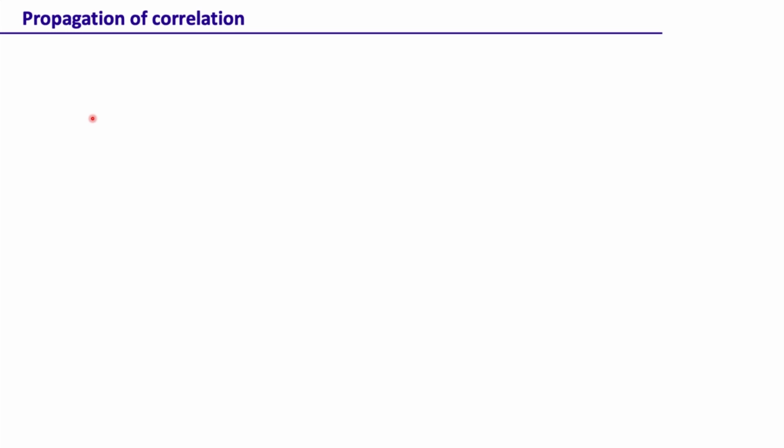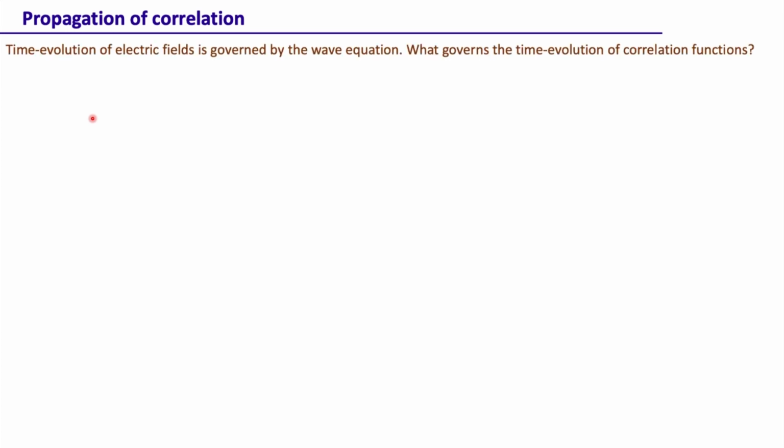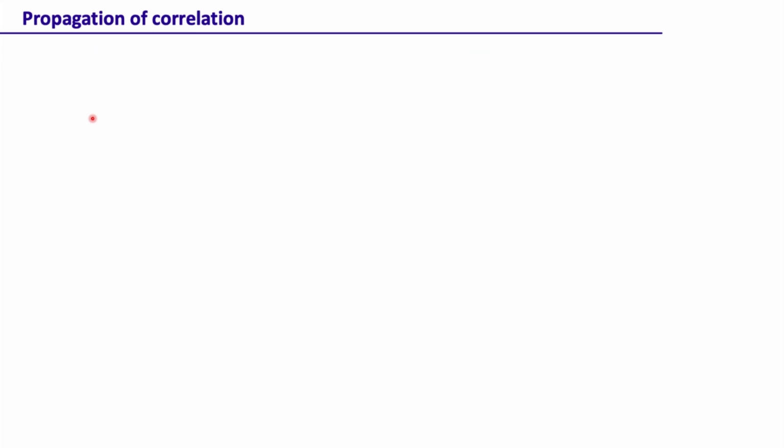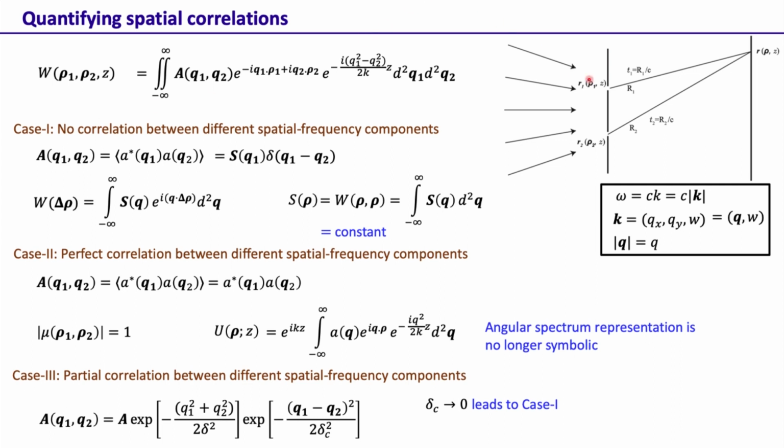Okay, so far we are quantifying correlation in time and space. Now we want to look at how these correlations actually propagate. So far we were just looking at the correlation at this point, and to find the correlation at this point we look at the intensity at this point, and through the intensity measurement we were trying to find out the correlation at this point. But now the question is, if we know the correlation at some z equal to 0, can we find the correlation at some other location? So that is the question.